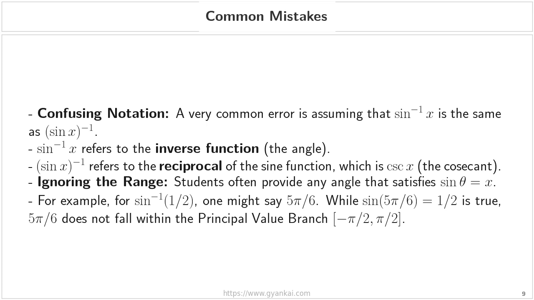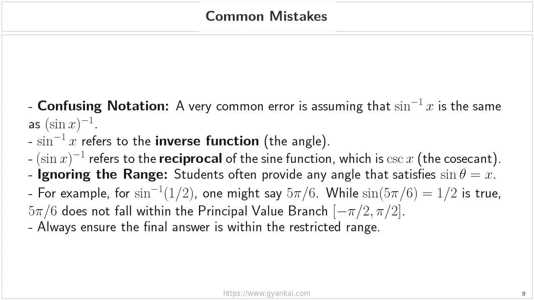This is because 5π/6 does not fall within the principal value branch, which we established is the interval from -π/2 to π/2. As a final reminder, always verify that your final result lies within this restricted range to ensure you are providing the unique principal value.